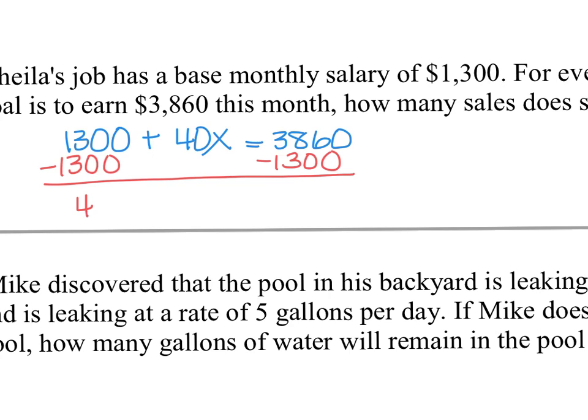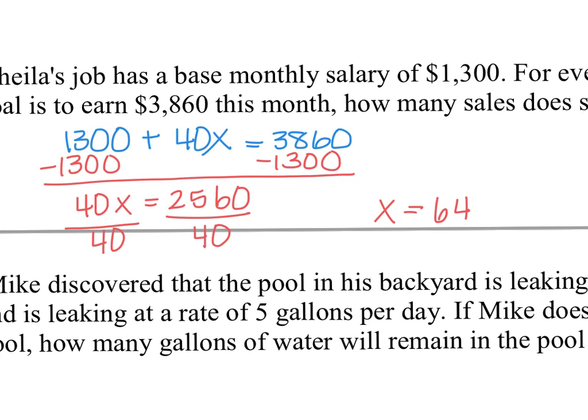We get 40x equals 2,560. Then just divide by 40 on both sides to get our final answer. x equals 2,560 divided by 40, 64. So she needs to make 64 sales this month in order to meet her goal.